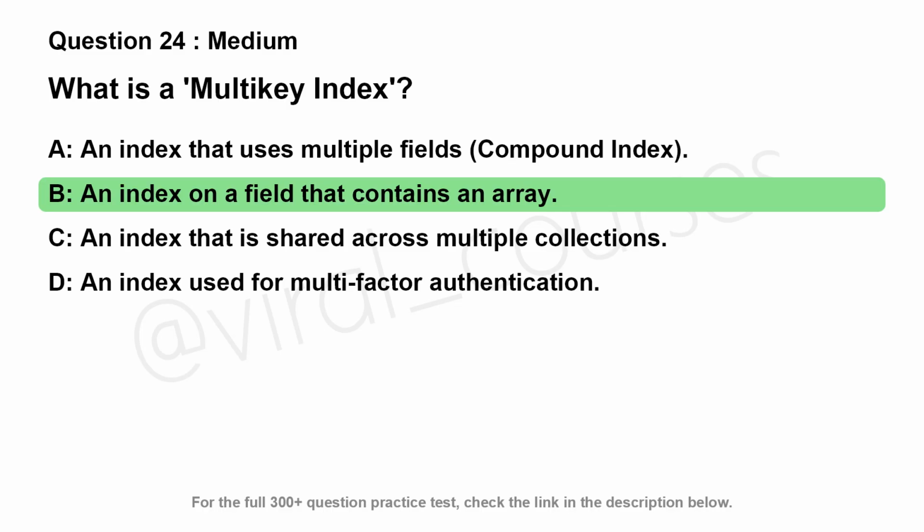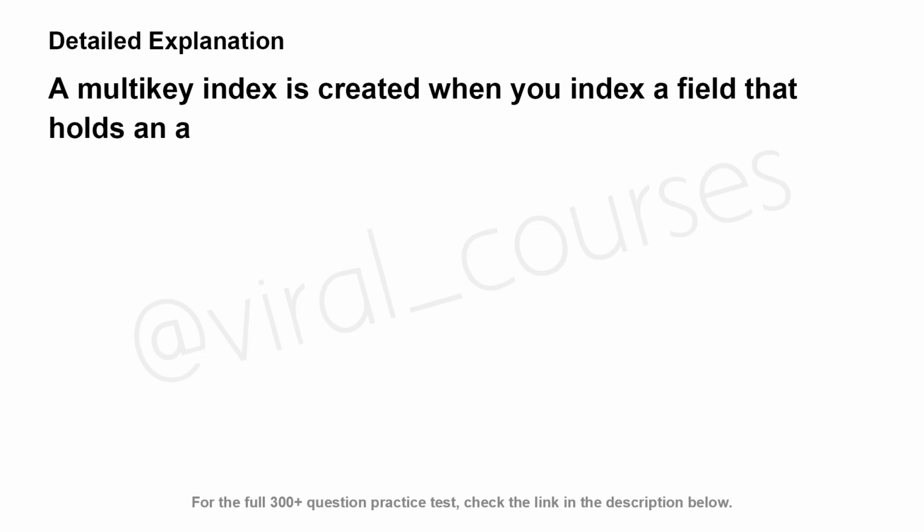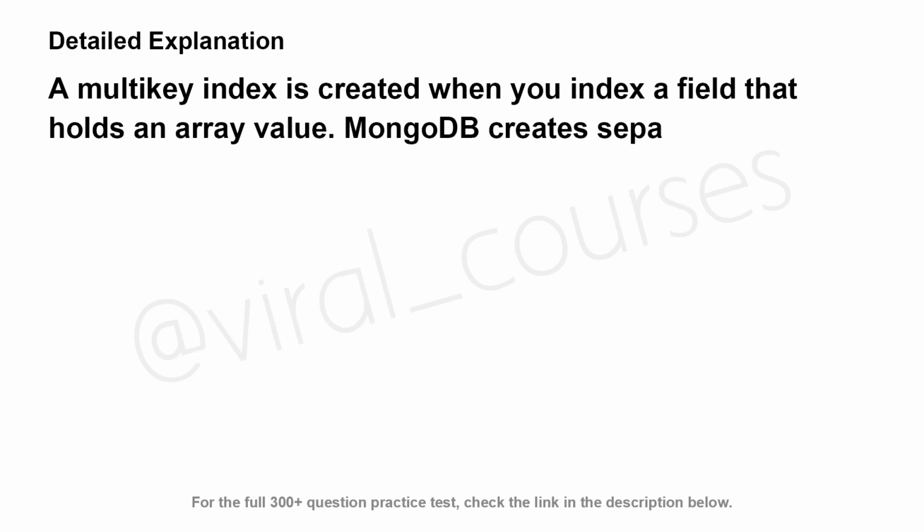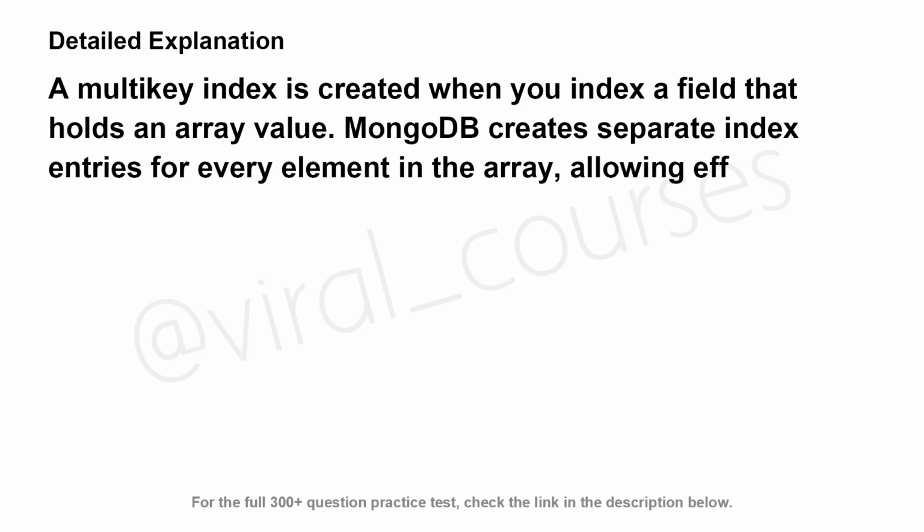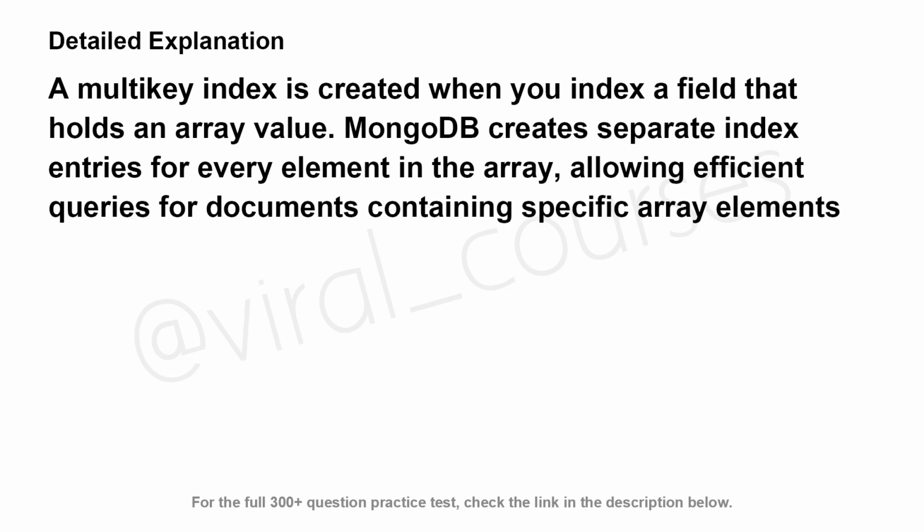The correct answer is B. A multi-key index is created when you index a field that holds an array value. MongoDB creates separate index entries for every element in the array, allowing efficient queries for documents containing specific array elements.